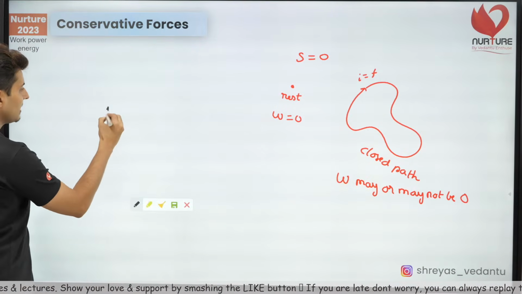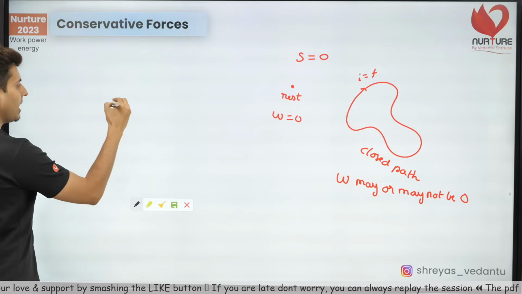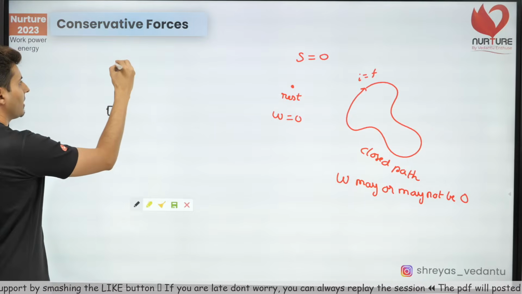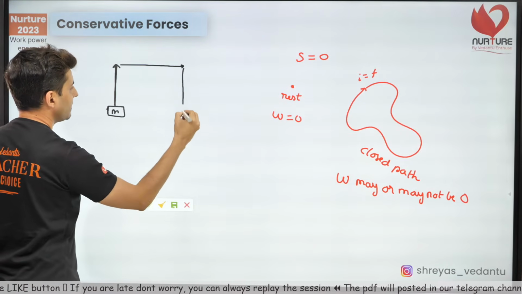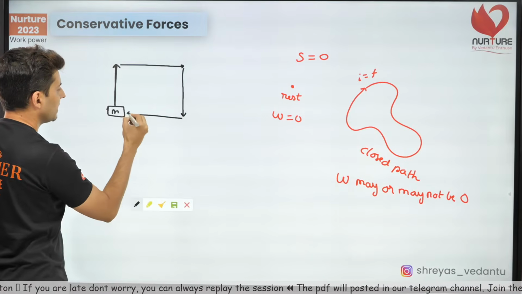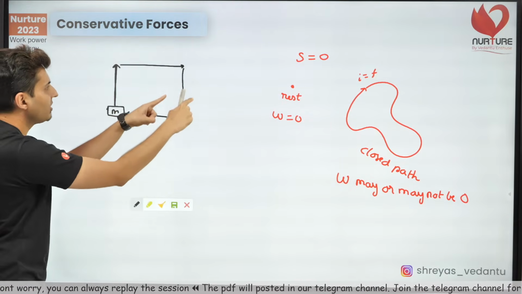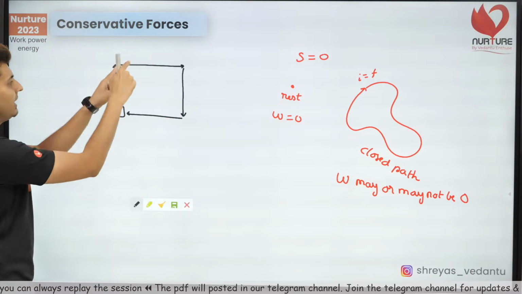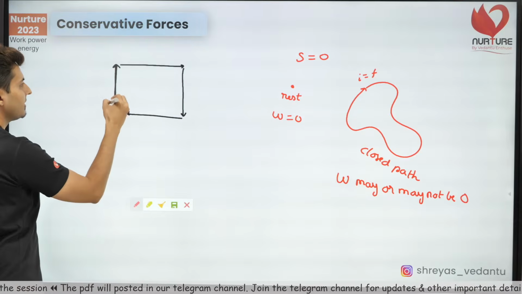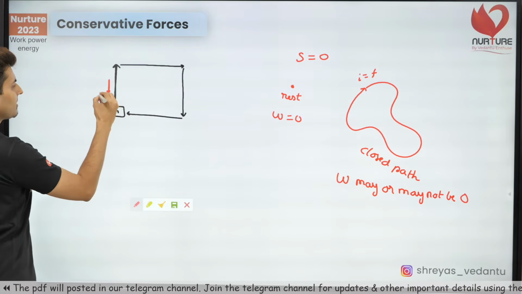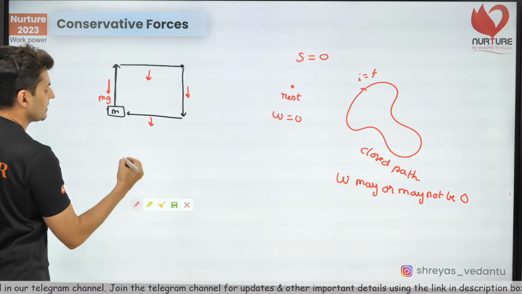Look at this. Imagine I have some mass. This mass is M. I take this up, I take this like this, then I bring it down like this and I bring it back over here. In these 4 individual displacements, gravity is acting and is probably doing work. How? In this case, remember, mg is always downwards. Gravitational force is always downwards.